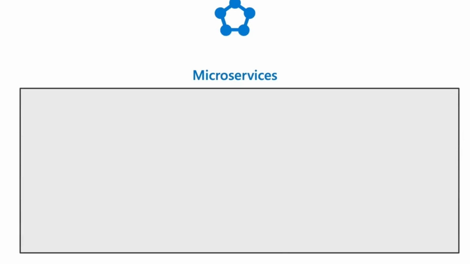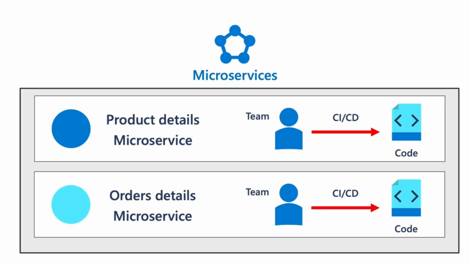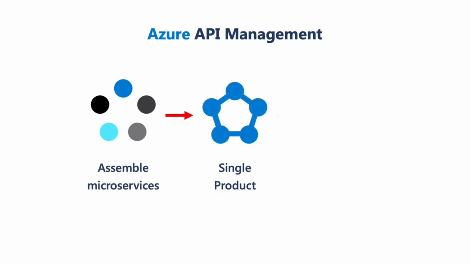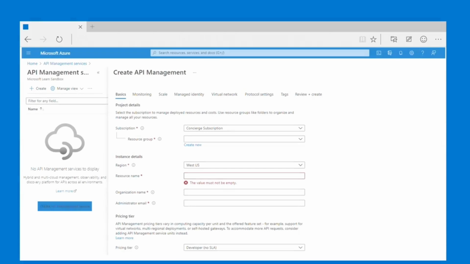In your online store, you have implemented each part of the application as a microservice, one for the product details, one for order details, and so on. A separate team manages each microservice, and each team uses continuous development and delivery to update and deploy their code on a regular basis. You want to find a way to assemble these microservices into a single product and then manage that product centrally. In this lesson, you'll learn how Azure API Management is useful in a serverless architecture by building single APIs from individual microservices.